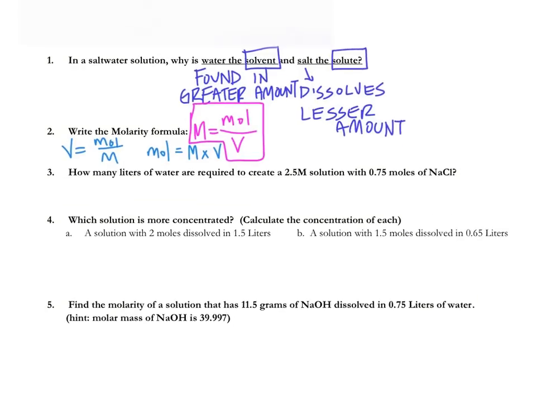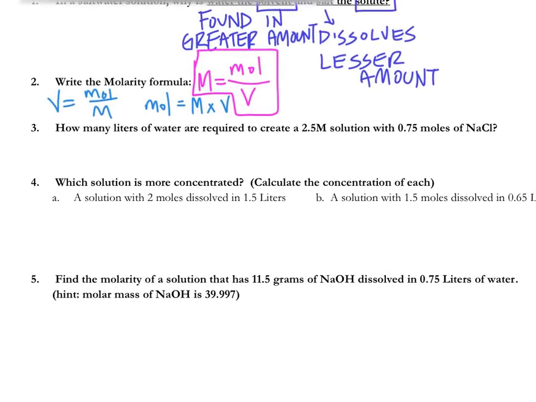Number 3 says, how many liters of water are required to create a 2.5 molar solution with 0.75 moles of NaCl? So let's look and see what we have here. We've got 2.5 M, which measures molarity. I've got 0.75 moles, which measures moles. And it's asking me to figure out how many liters of water, so it's asking me to solve for volume. I need to know how much water I have. So I can use my molarity formula, or the rearranged one, which says that volume equals moles divided by molarity.